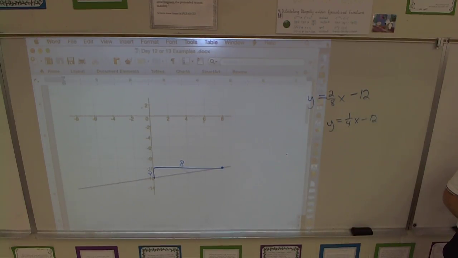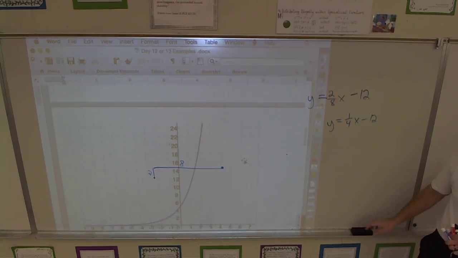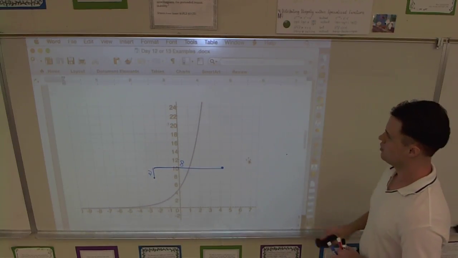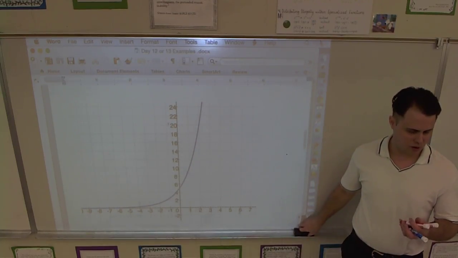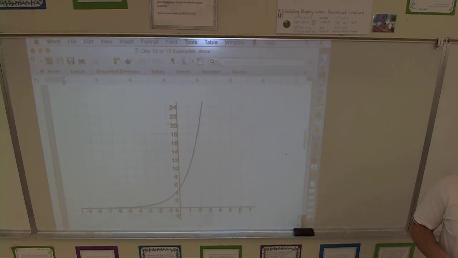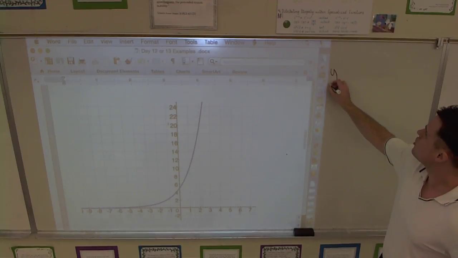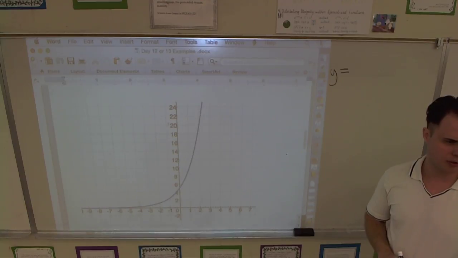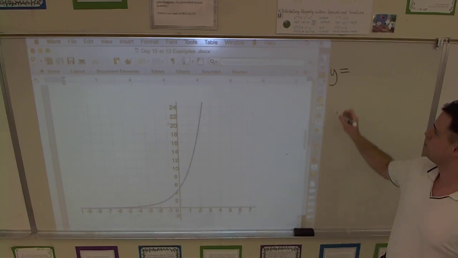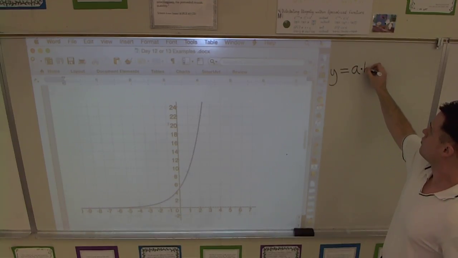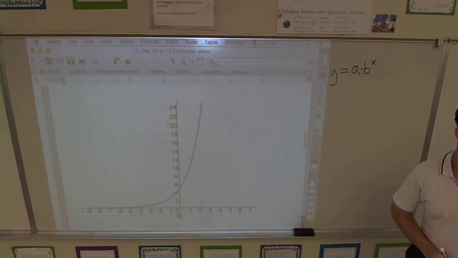Let's look at another one. Okay, this time we don't have a line, we have an exponential. So what's the explicit form of an exponential? Remind me. Should be able to write that down immediately, yeah? That's the explicit exponential form.